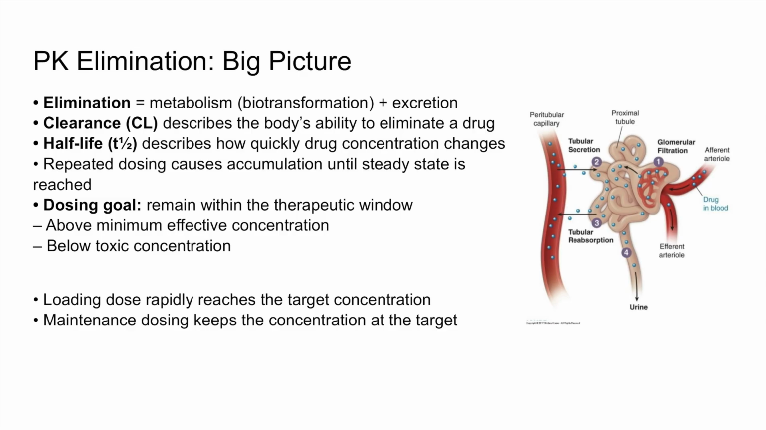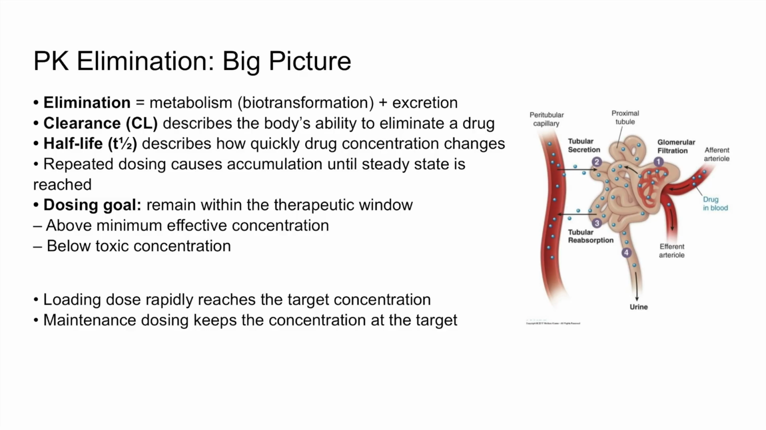So, pharmacokinetic elimination. All right. Drug elimination includes both metabolism and excretion. Metabolism chemically transforms the drug, like we've discussed, while excretion, well, it gets rid of it. It physically removes the parent drug or its metabolites from the body. Clearance describes the body's overall ability to eliminate the drug. Half-life describes how quickly the amount or concentration changes.